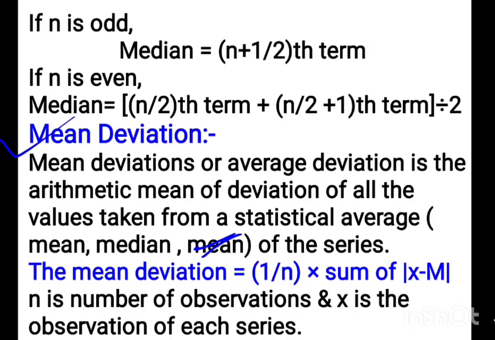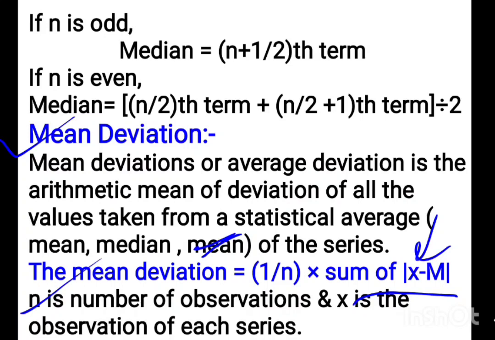Okay, so 1 by n into sum of mod of x minus capital M. N is the number of observations, and small x is the observation of each of the series. Capital M may be the mean, may be the median.